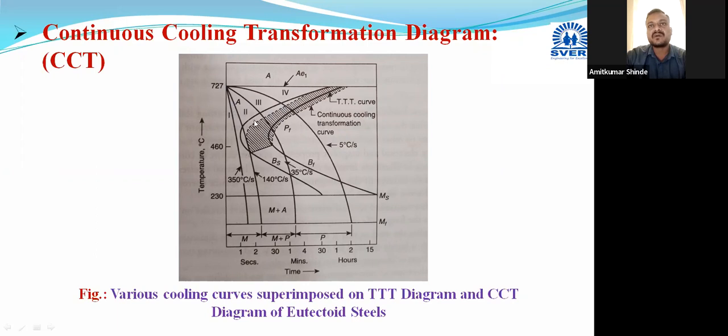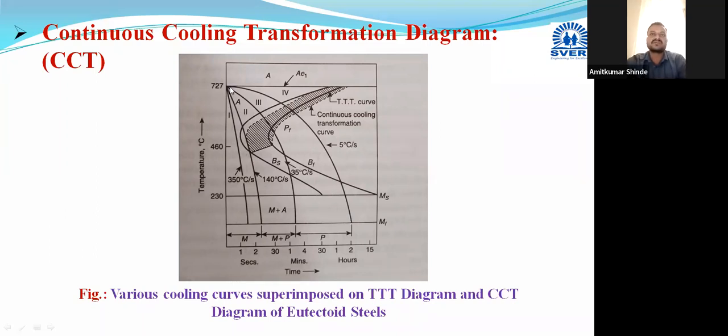Now here I have considered four different components with different cooling rates. This is the first cooling rate, 350 degrees Celsius per second, then 140 degrees Celsius per second. These are sample cooling rates 1, 2, 3, 4. This is the fastest cooling rate, then a little moderate, and slow. Rates 3 and 4 are slow cooling.